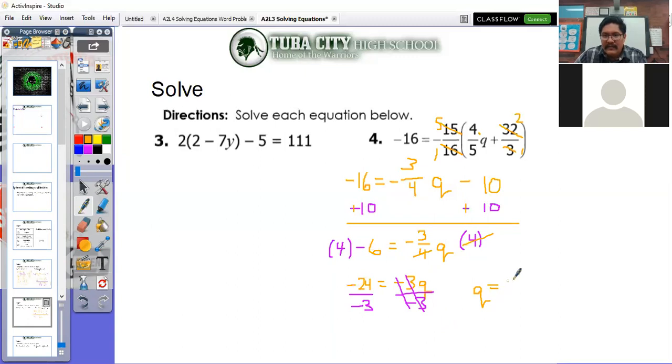(24) divided by 3, and then they're both negative, so negative divided by negative is positive, so I get positive 8. There you go. And we have it. So if I plug a = 8 back in here, multiply it, divide it, add it to this, and multiply it to that, I should get negative 16.